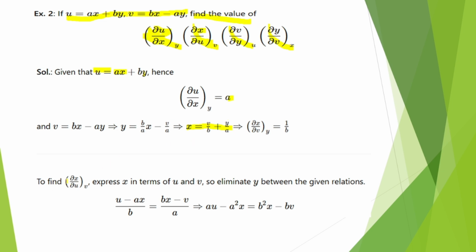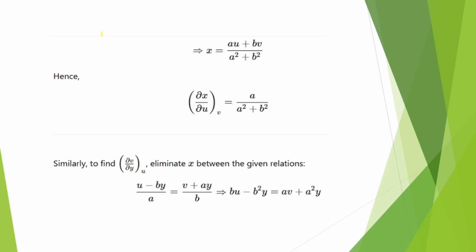Now to find ∂x/∂u keeping v constant, we have to express x in terms of u and v. So eliminate y between the given relations. This is our relation: u is equal to ax plus by, v is equal to bx minus ay. So we have to eliminate y between these two relations. After eliminating, we get x is equal to (au plus bv) upon (a square plus b square).